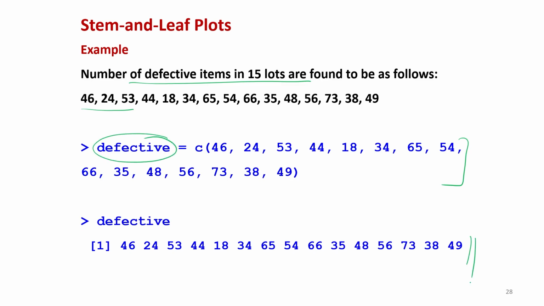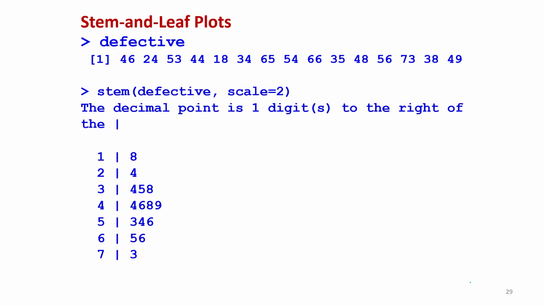Like this one. Now we try to create the stem plot. So we use here stem(defective, scale = 2). Now you can see it looks like this. If you look at the data set, this is 18, which is coming here as 1 | 8. The data set is in increasing order, so it comes out here as 2 | 4.